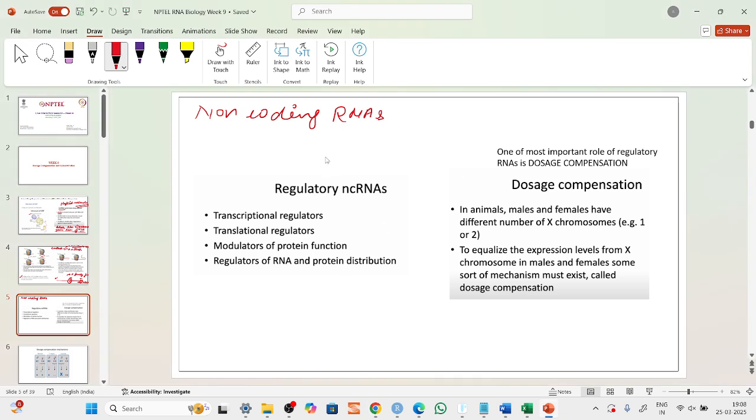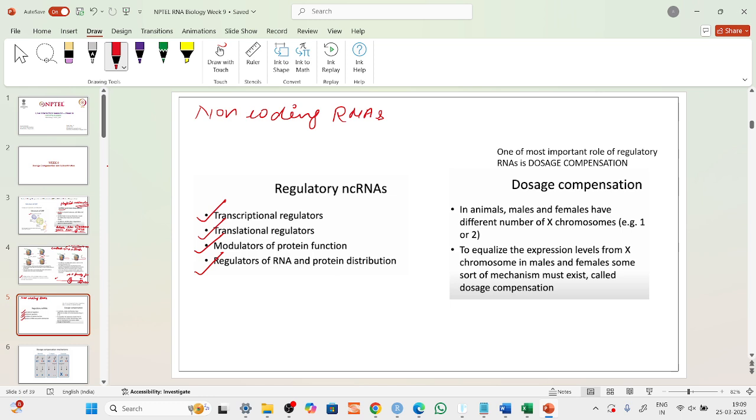So, non-coding RNAs have many functions and many regulatory roles. What are the regulatory roles of non-coding RNAs? They can be transcriptional regulators, translational regulators, modulators of protein function, and regulators of RNA and protein distribution. They help in regulating transcription, translation, protein function, the distribution of proteins, and many more. But one of the most important functions of these regulatory RNAs is dosage compensation.